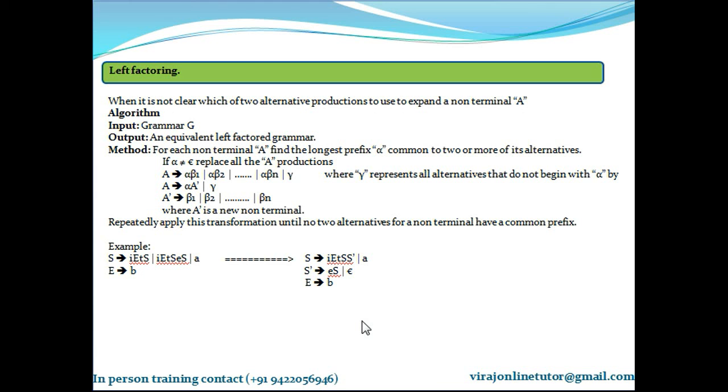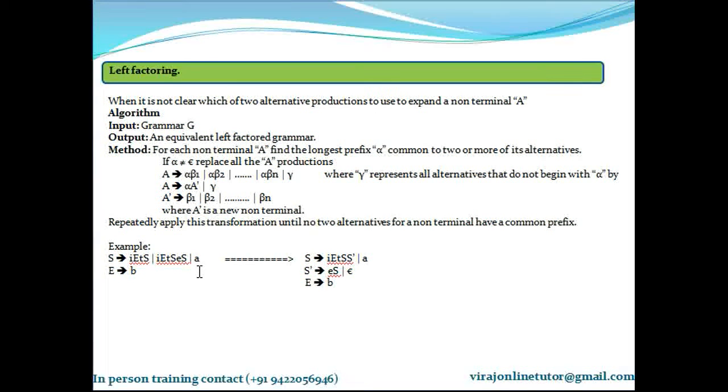So left factoring: whatever is common, just write it once. For the uncommon thing, introduce a new production and a new non-terminal. So this is the theory for that. For each non-terminal A with the longest prefix alpha. So here the longest prefix is iEtS. The longest thing that is common from the left is your alpha. For two or more alternatives, if this alpha is not equal to epsilon, iEtS is not equal to epsilon, then do this. Suppose A gives alpha beta 1, alpha beta 2 till alpha beta n, or gamma, where gamma is everything that is not starting with alpha. Correct? So in this production, what is gamma? Small a. Because small a is not starting with iEtS.